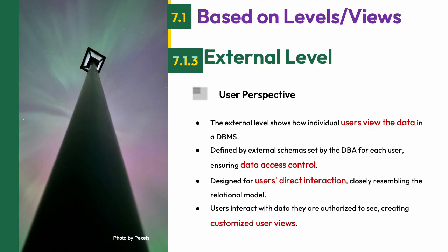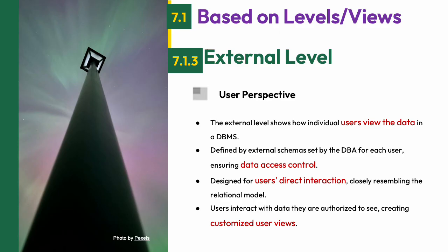The external level presents a customized view of the database for its users, and this ensures that users only see the data relevant to their roles and responsibilities. These customized views are defined by external schemas, which are set by the DBA, or Database Administrator. The external schemas control what each user can access to ensure that sensitive data is protected and that users only see what they are authorized to see.